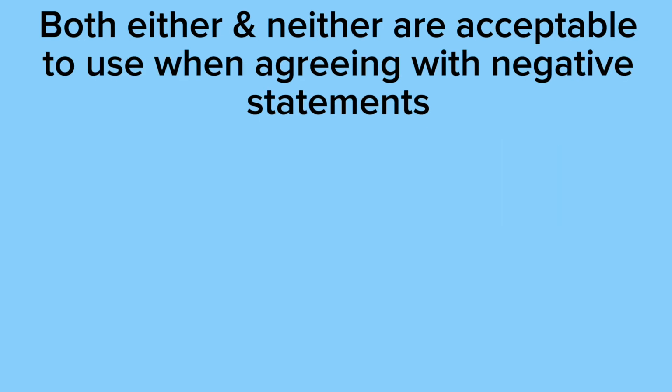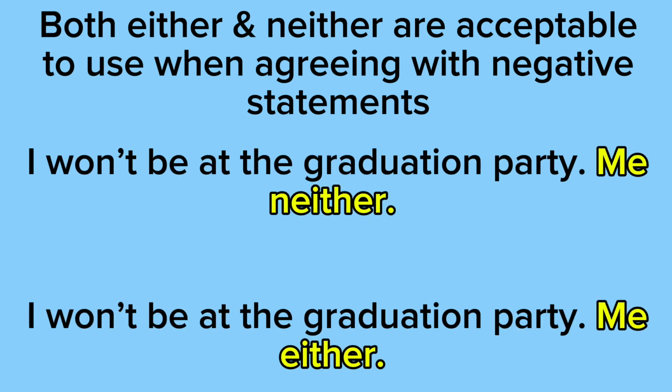Both either and neither are acceptable to use when agreeing with negative statements. So one could say, I won't be at the graduation party, and one could respond with, me neither. Or one could say, I won't be at the graduation party, and one could respond with, me either.